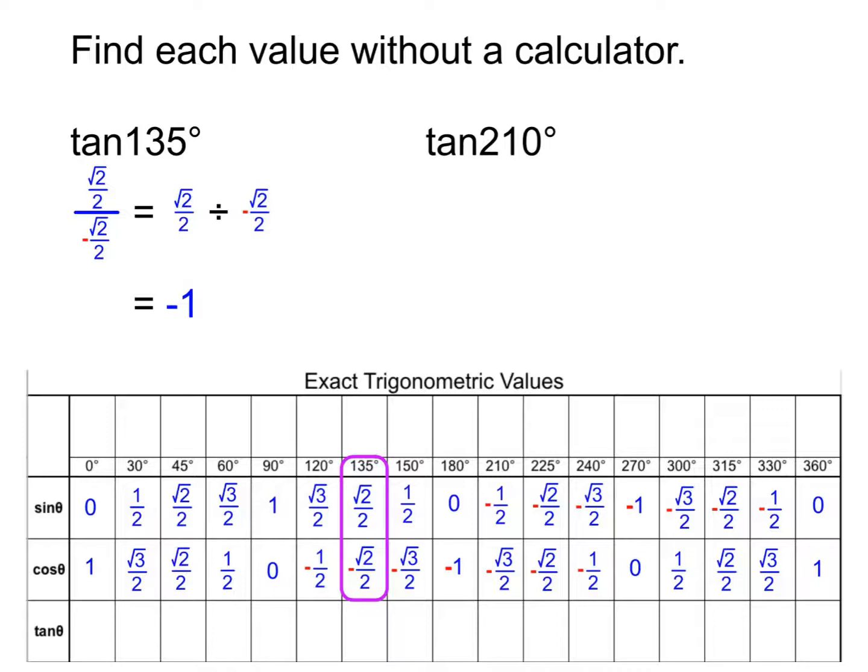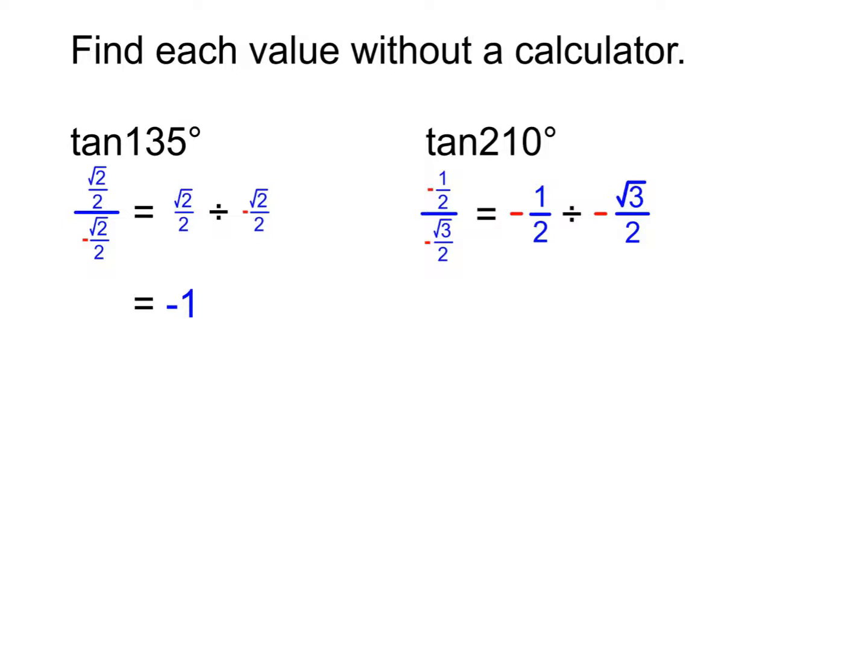Next up, we can tackle the tangent of 210. So on my table, I go over to 210 degrees so I can see what the sine and the cosine values are. So the sine of 210 is a negative 1/2. The cosine of 210 degrees is a negative root 3 over 2. So to find that tangent, I'm going to have to do a negative 1/2 divided by negative root 3 over 2. Now this hopefully seems a little familiar, right? I hope it does. Isn't this the problem that we did at the very start of this lesson?